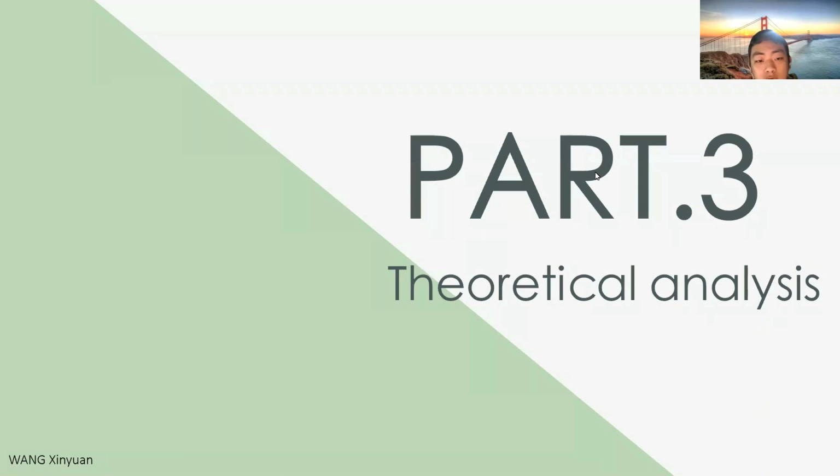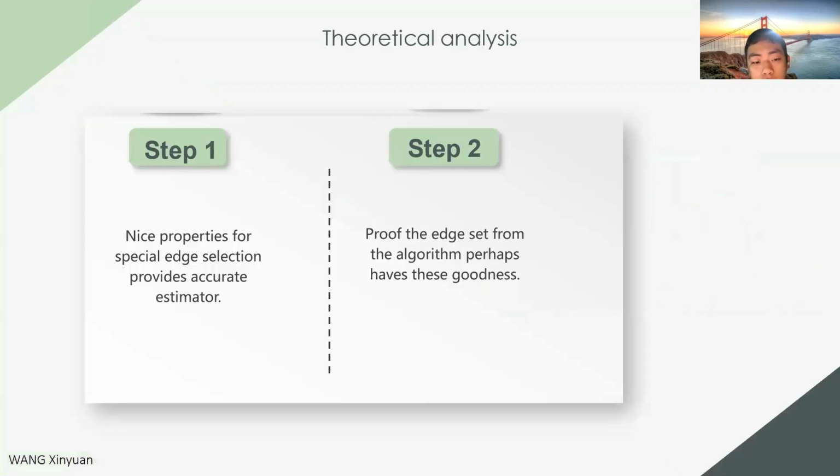This part is the theoretical analysis of the algorithm. In this part, we want to show that this algorithm enables us to get the estimator satisfying the target. And there are two steps. First, showing some edge selection with some good properties will provide us with an accurate estimator, and then prove that we will get the good set of the edges with this algorithm.